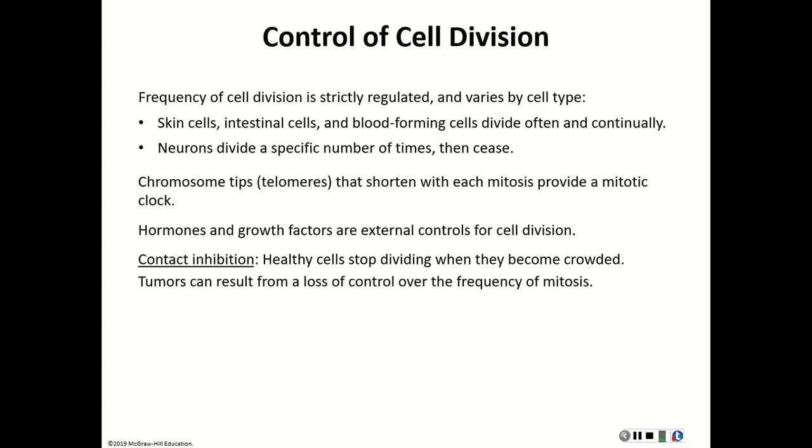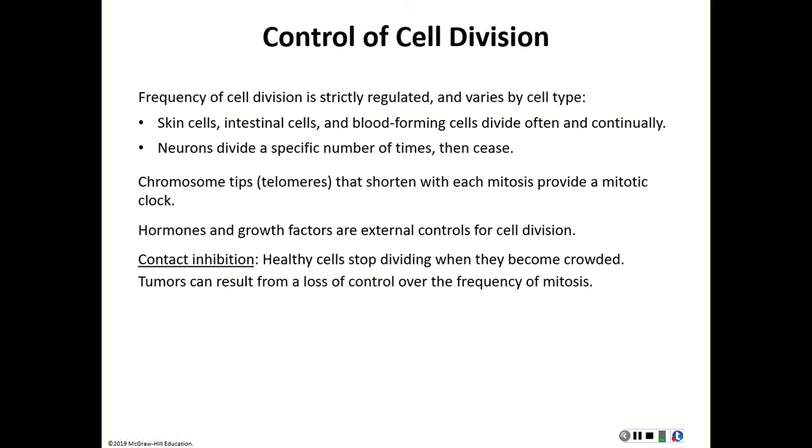So how does the cell control all of this division? Some cells are going to keep on continuously dividing. For example, skin cells, intestinal cells, blood cells. These are cells that are continuously being destroyed and we have to replenish, while other cells do not divide as much. For example, neurons, some of them don't even divide at all.